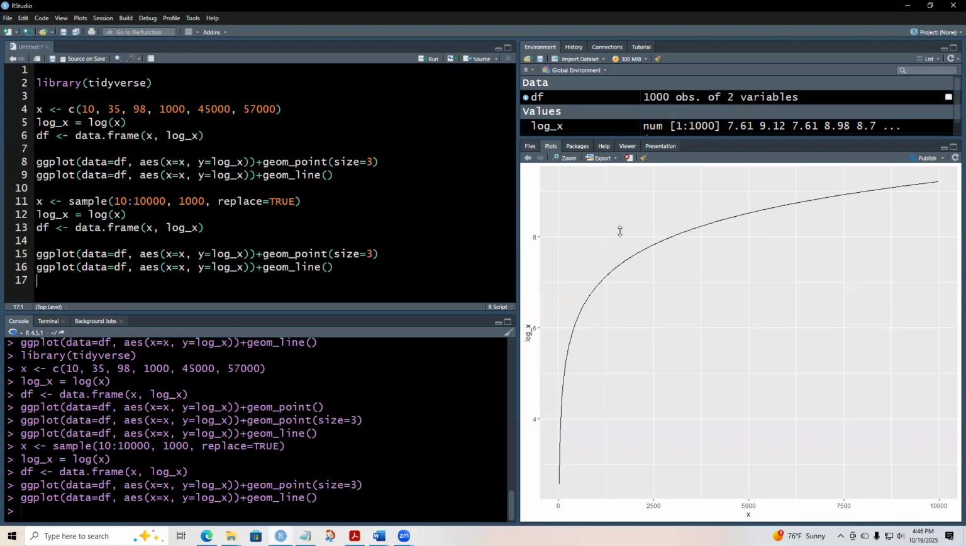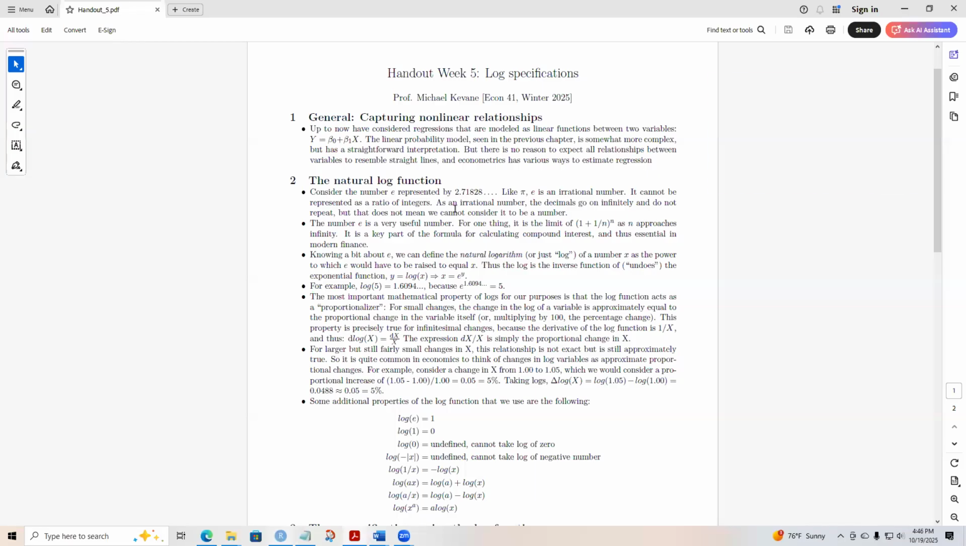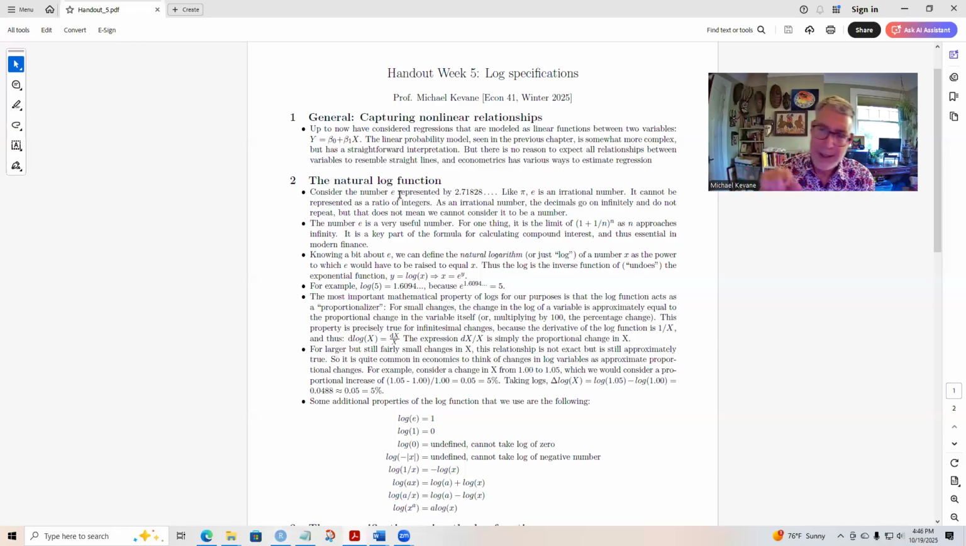So going back to our handout, to think about what the log function does, we need to think about the natural number. e is the natural number, 2.71828 dot dot dot. So it's an irrational number, doesn't have an end, can't be represented as the ratio of two integers, but it's still a number, and it's a very useful number.